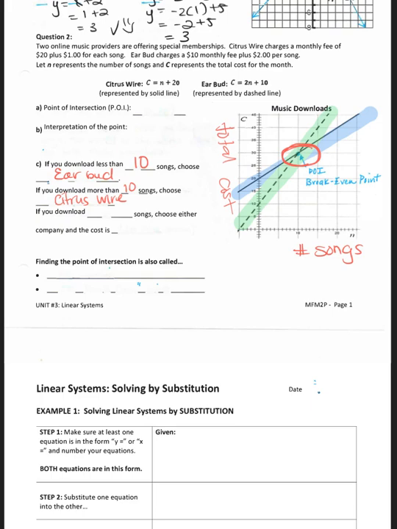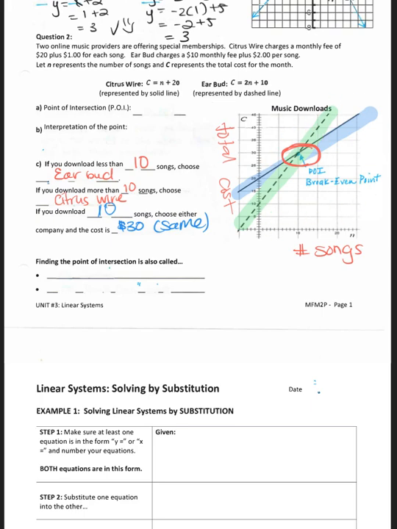So then if you were to download only 10 songs, let's just go to the scenario where we're only downloading 10 songs here, then it doesn't matter which company you're going to choose because they're both going to cost the exact same. So it's going to be $30 for either company. And again, I'm getting all of this information from this graph on the right-hand side, okay?